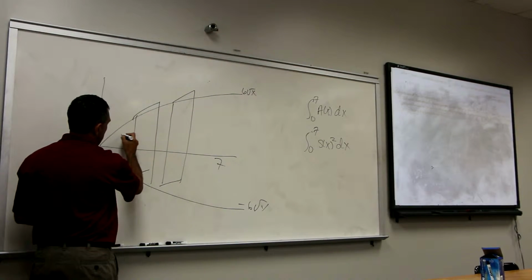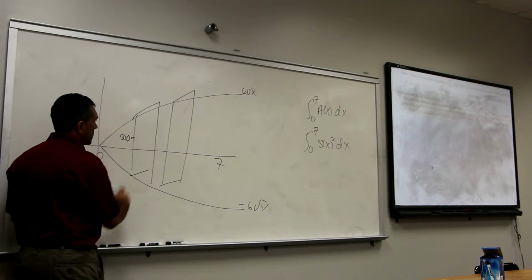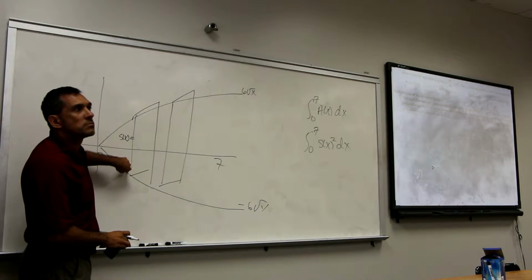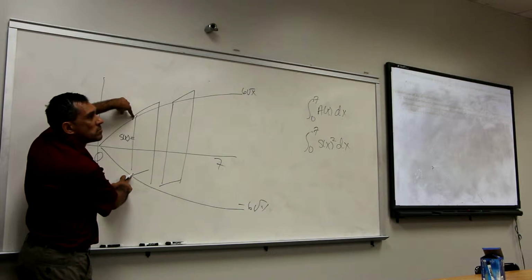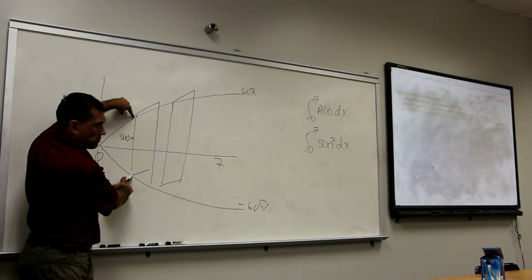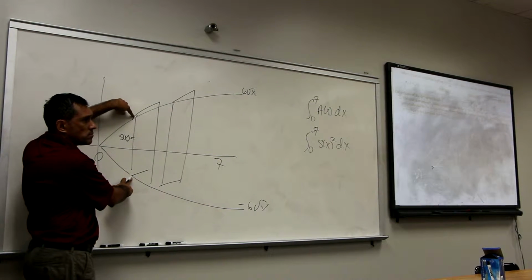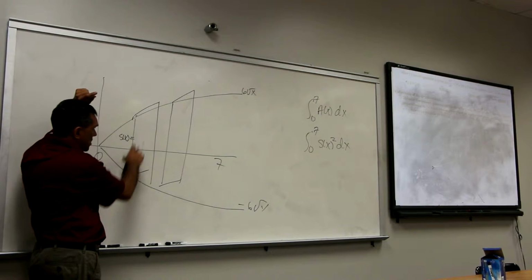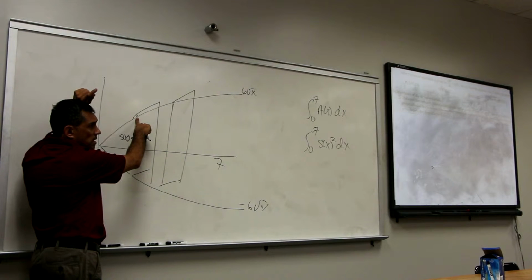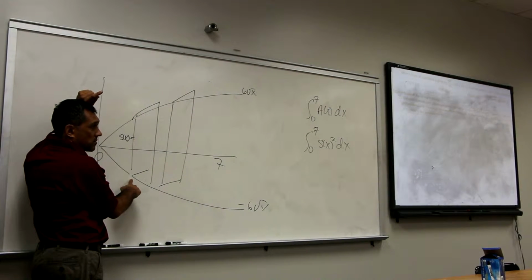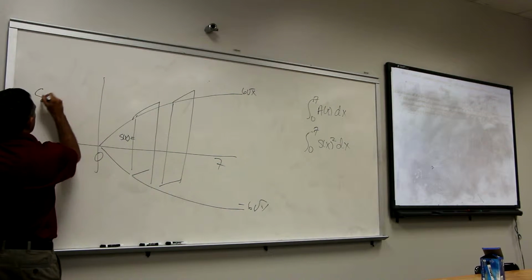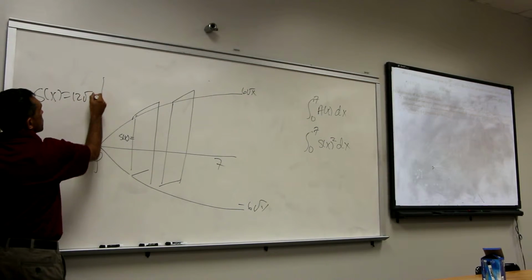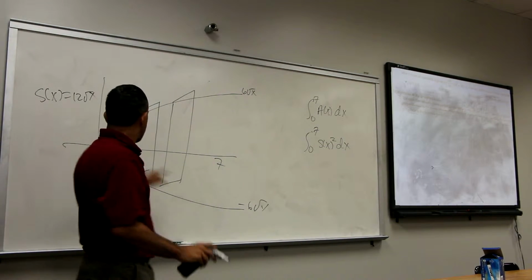What is the length of one side? Well, you have to go from here to here. What is this distance? What's this? 6 square root x. What's this? Negative 6 square root x. So what's this distance? 12. S of x is 12 square root x.